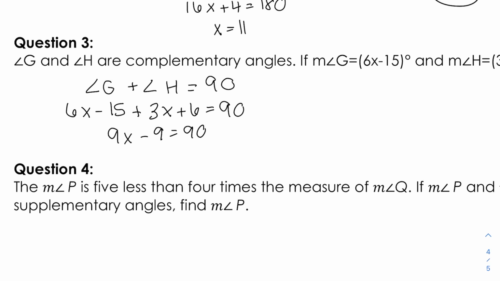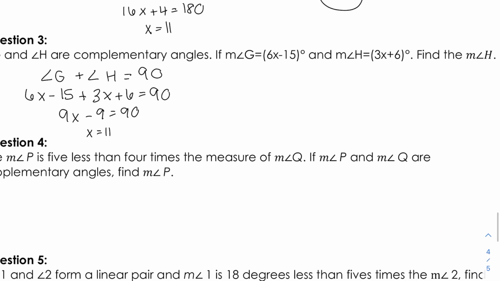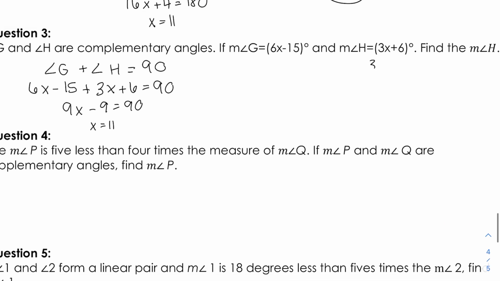So add 9 and then divide by 9. So x is going to equal 11. And I want to find the angle H, so I'm going to plug that in. So I get 3 times 11 plus 6. So I get 39 degrees.